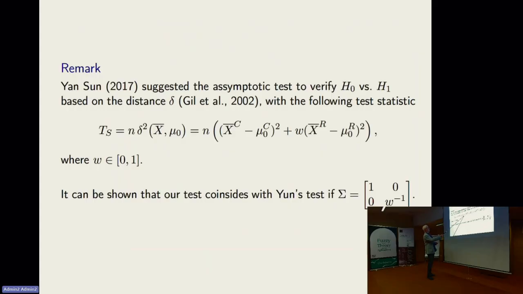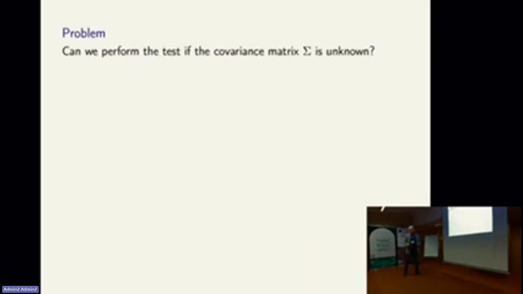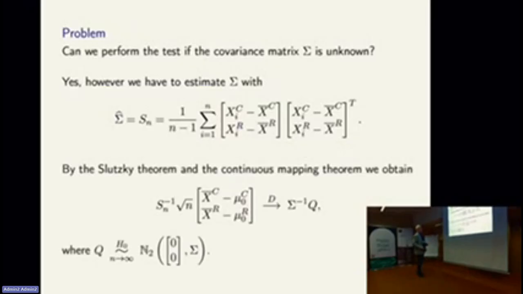And it appeared that her construction is a specific case of our construction under such a form of covariance matrix. Well, I have assumed a known covariance matrix, but as I mentioned, it's a rare case. So what can we do if it is unknown? The solution is simple. You have to estimate it. So it's the natural estimator of the covariance matrix.